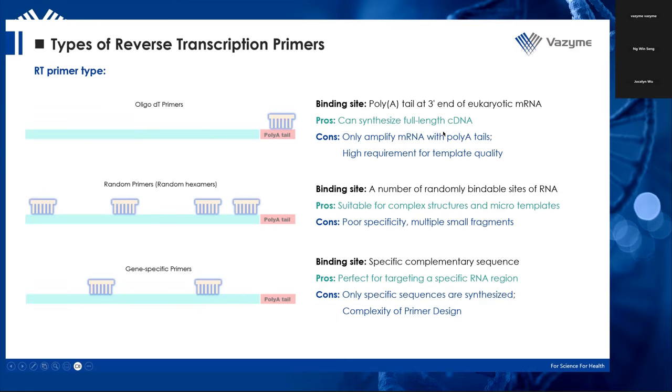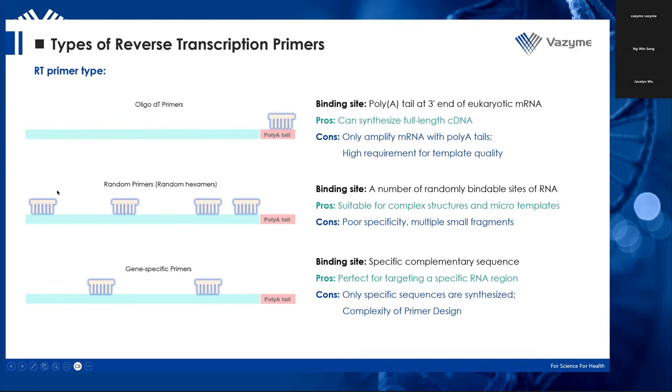However, oligo-dT can only amplify mRNA with poly A tails. So for example, if you have fragmented RNAs, so your RNA is not high quality, maybe it's cut in the middle so it doesn't have the poly A tail, then the oligo-dT primers will not be able to sequence any fragmented RNA. So it can only sequence full-length RNA. So that's where the other types of primers come in.